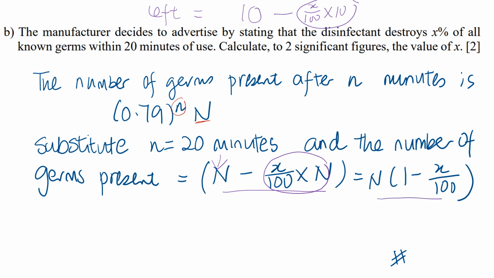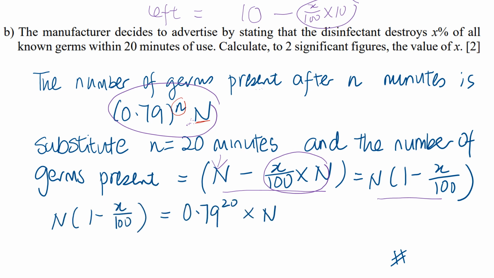And this value is exactly equal to this, because the formula that we got in part A is the number of germs present, left. Present means left after n minutes. So I'm going to equate both of these and see what happens. Yes, and you can just cancel N on both sides, the capital N. You substitute your small n to be 20 minutes, and then the big N can be cancelled off on both sides.